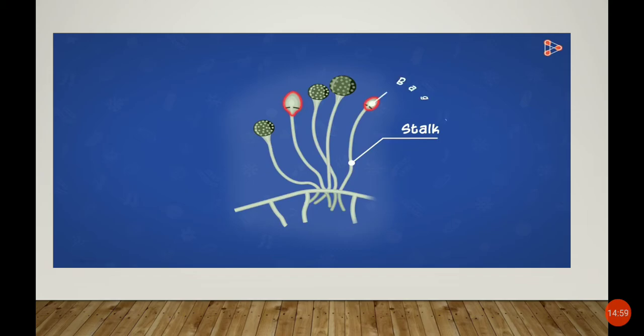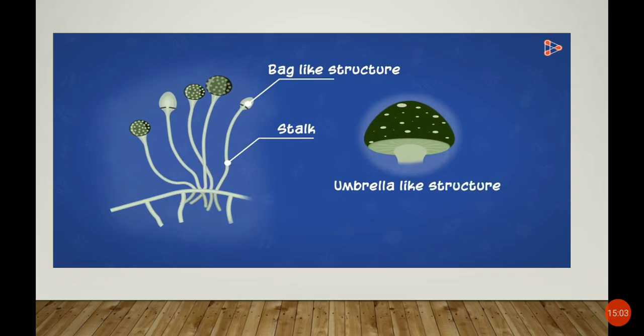Some of them may have a bag-like structure, others may have umbrella-shaped structure. Both these are dedicated to a special role. They contain spores of the fungi, which can be dispersed to give rise to new fungal bodies on germination.